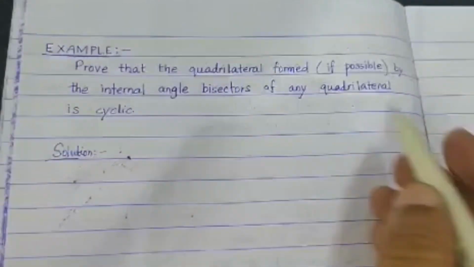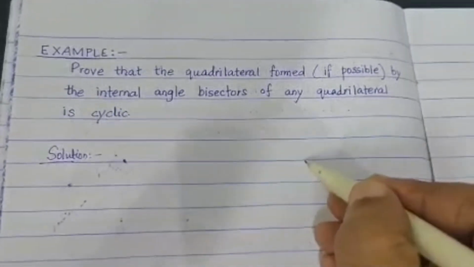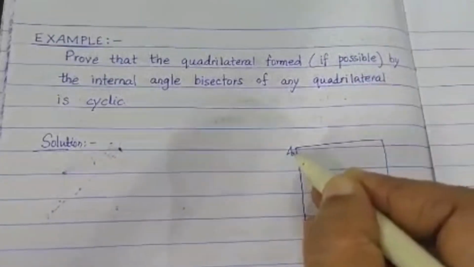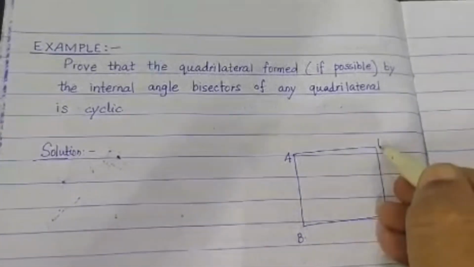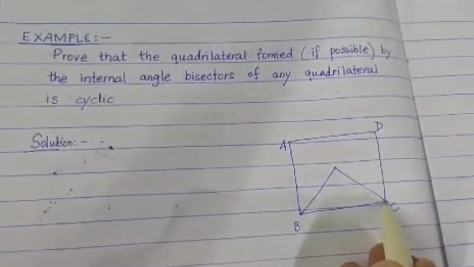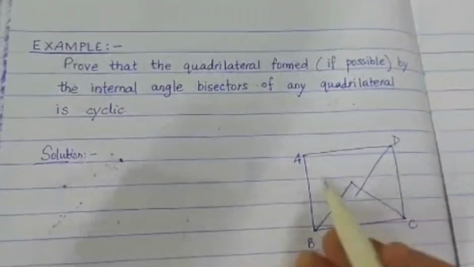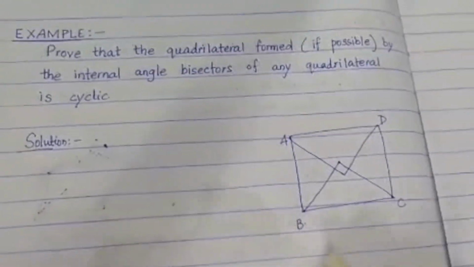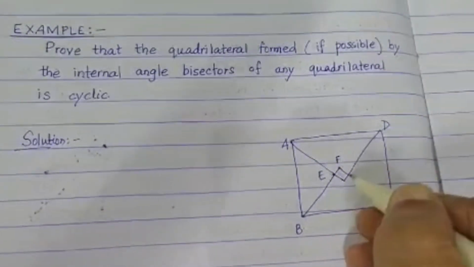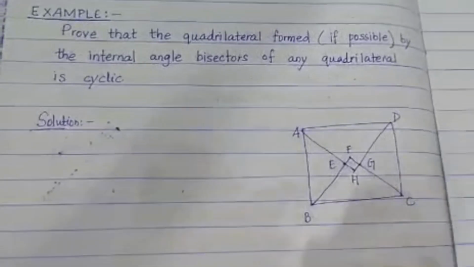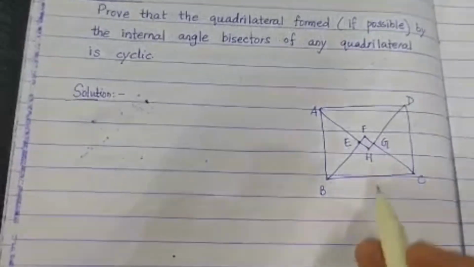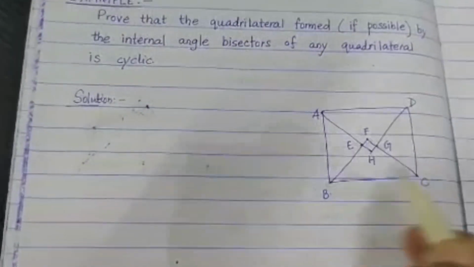By the internal angle bisectors of any quadrilateral. Okay, so let's take any quadrilateral like this: A, B, C, D, and the internal angle bisectors. Let us suppose this, and this. Let us take this point E, this F, this is G, and this is H. Let us suppose this is making a quadrilateral here. EFGH is a quadrilateral formed by the internal bisectors of these angles A, B, C, and D.